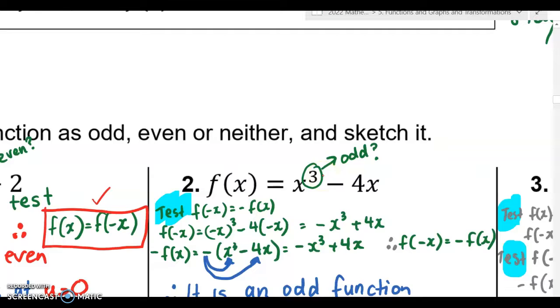So instead of doing the even test and the odd test, let's just start with the odd test. And if that doesn't work, then we might go back to even. So here's our odd test. A function is odd if f of minus x is equal to minus f of x.